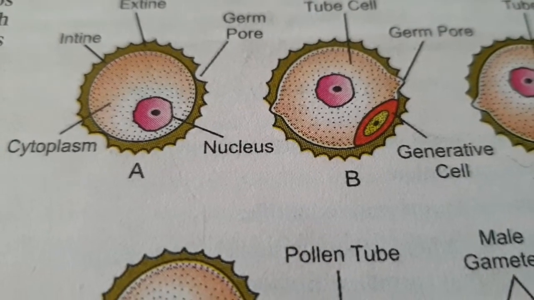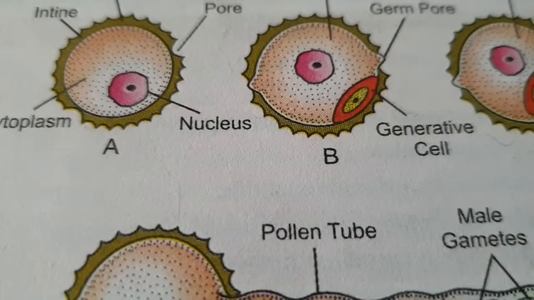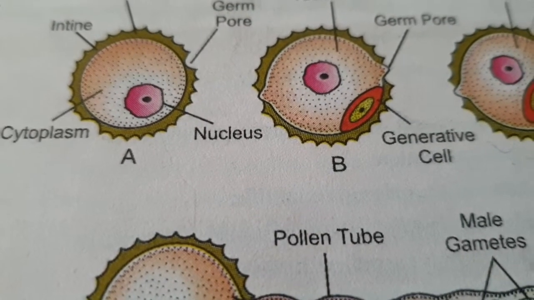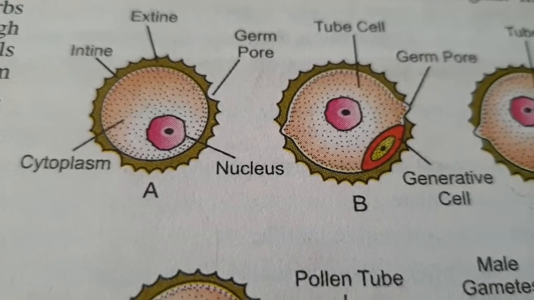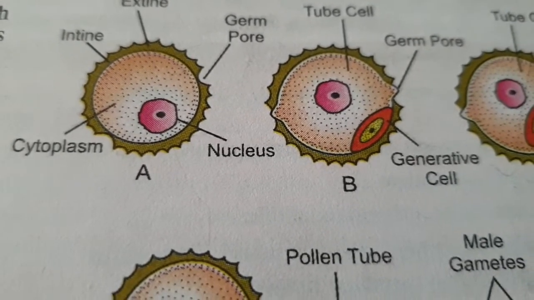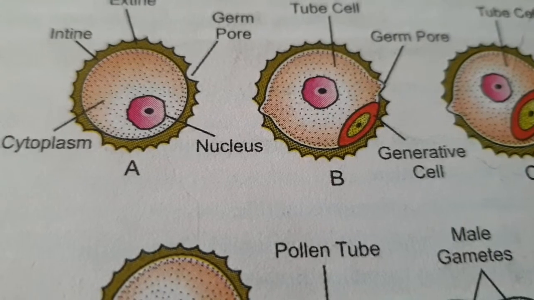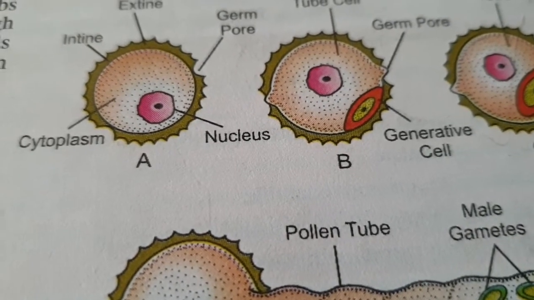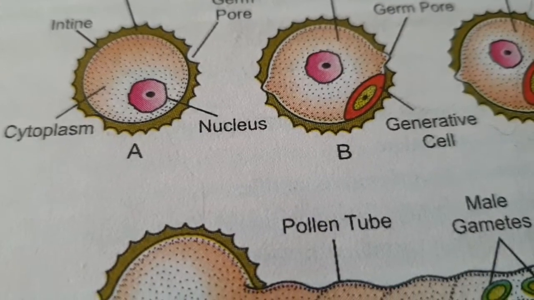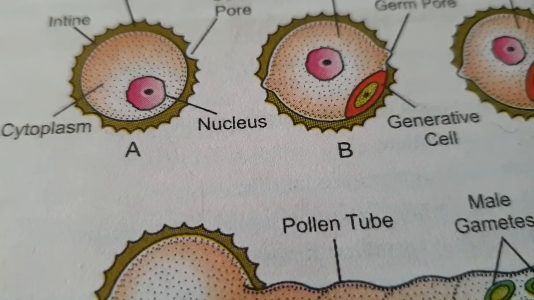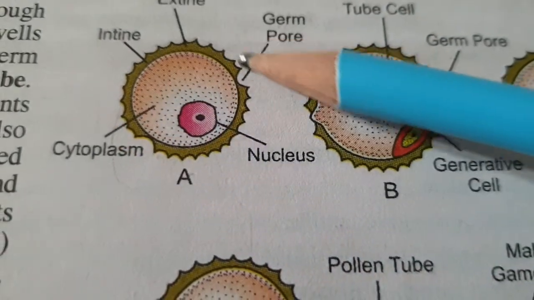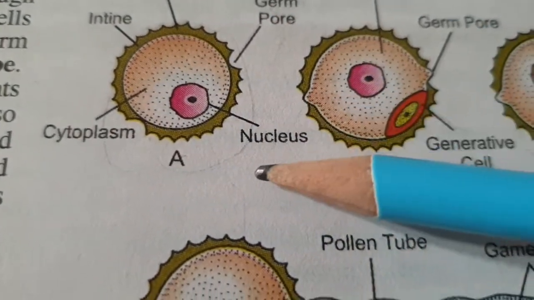Now, after studying all these outer parts, let us study in detail the male gametophyte development. Male gametophyte development is divided into two phases. One is the pre-pollination phase and the other is the post-pollination phase. In the pre-pollination phase, the development takes place where the cell first of all divides. Now, this is the particular male gametophyte or the pollen grain.